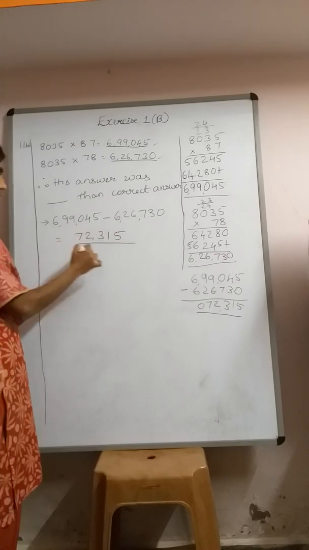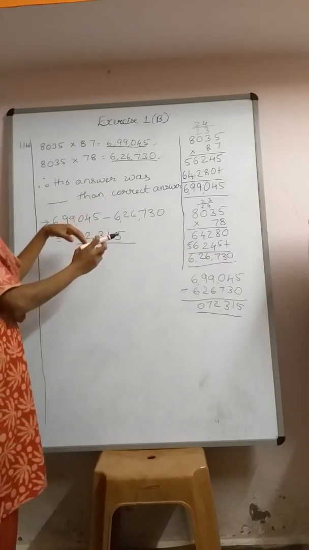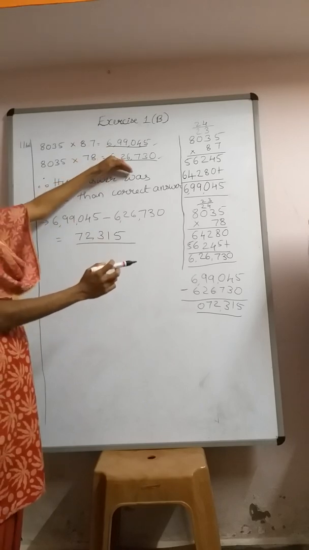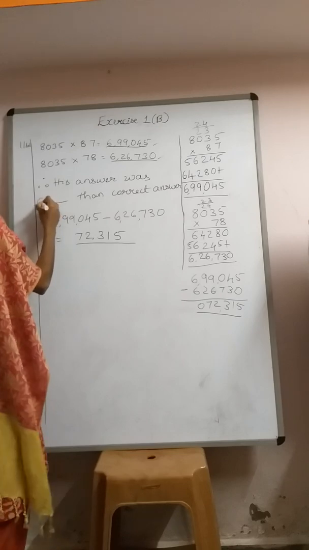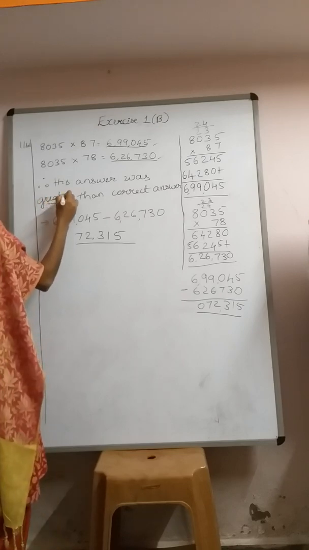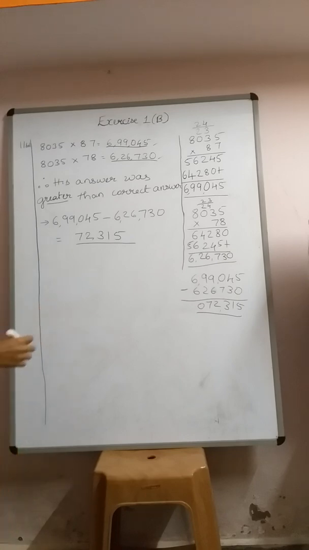So you will understand 72,350, these numbers, if I add to this, I will get this much. So what we will understand through this? His answer was greater than the correct answer. So let's proceed for question number 12.